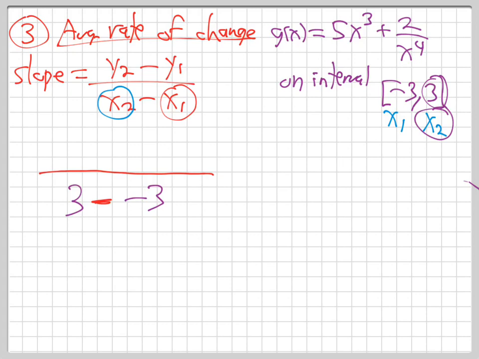Everybody good so far? So I just grabbed x2, subtract x1. x2, subtract x1. Because I'm just following that formula. You can put that formula right on your 3x5 card for the exam in a week, so you won't have to have it memorized. You just look over at it.